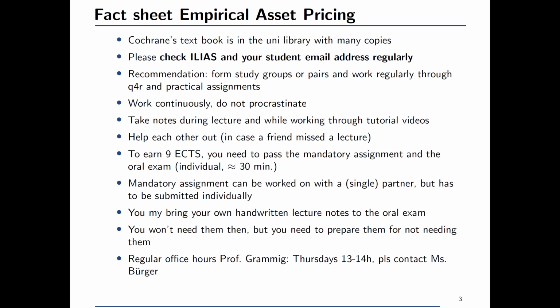I'm a big fan of a textbook that came out a couple of years ago by John Cochrane, which is still a classic in the subject of empirical asset pricing. And some of the important sections of the book are available as PDFs on Elias, and also some other literature, which I find important and interesting, is also available as a PDF on Elias.